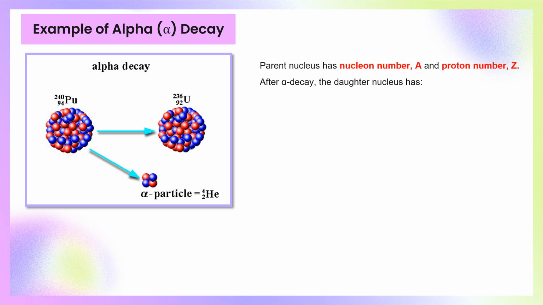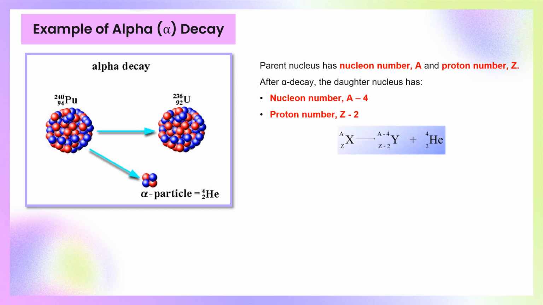How to write the equation for this example? Let's look at this explanation first. The parent nucleus, which is plutonium, has nucleon number A of 240 and proton number Z of 94. After alpha decay, the daughter nucleus, which is uranium, has nucleon number A minus 4, which is 236, and proton number Z minus 2, which is 92.